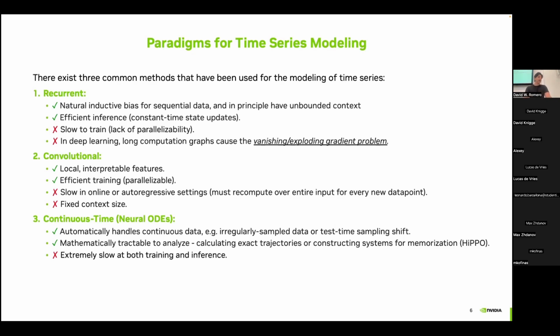And lastly, we have continuous time models, which are things like neural ODEs. The good thing about them is that they have this continuous notion of time, and that allows them to handle things like irregularly sampled data, for instance. Or also, if you change the resolution of your data when you're testing, your model is not going to fail like discrete models would. And also, since they have this continuous framework, it's easy to analyze mathematically, and that's going to be very important. The bad thing is that they are very slow, both in training and inference, basically because you are solving an ODE during your propagations.